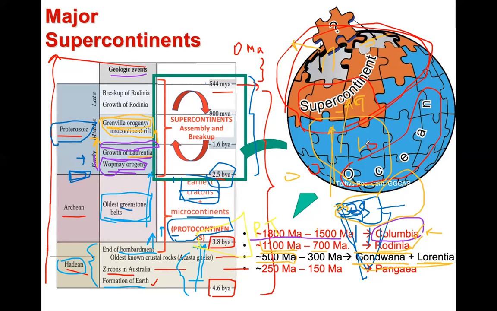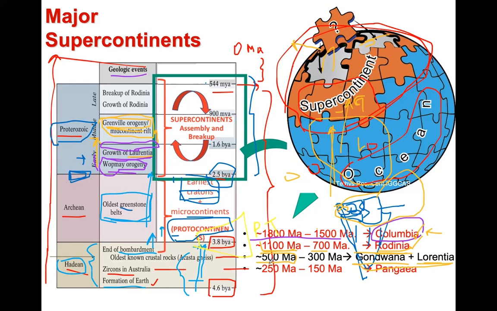So that was the third supercontinent that appeared in global history. You can see the time frames from 1800 to 1500, that is about 300 million years. To say exactly, it might be 300 to 400 million years. And then next, 1100 to 700, that is Rodinia. And then there should be another supercontinent from 500 to 300.